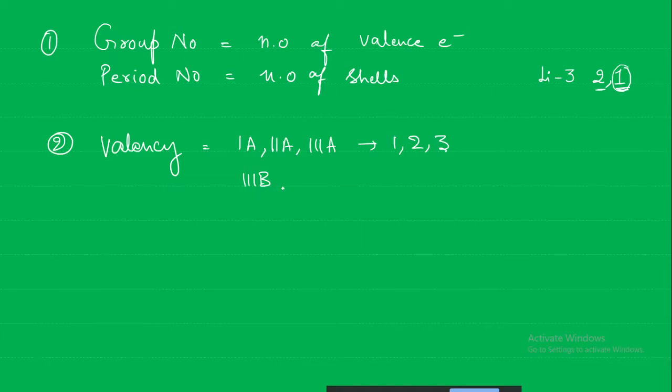So from 3B to 2B, these valencies are variable. That is why in our textbook and syllabus we have not discussed this one. This is variable valencies.